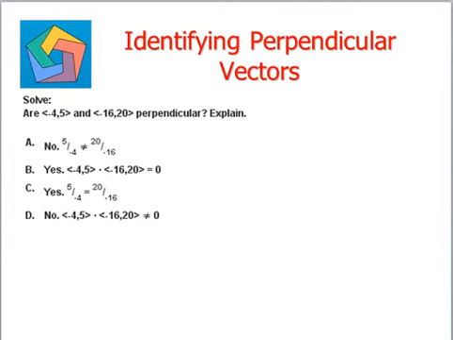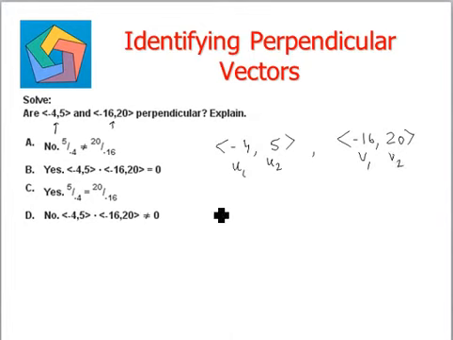Solve, are the vectors given by negative 4, 5 and negative 16, 20 perpendicular? Explain. So this is negative 4, 5. This is our u1 and u2. The second is negative 16, 20. That is v1 and v2. We'll find out the dot product. That is negative 4 times, sorry, negative 16, plus 5 times 20.